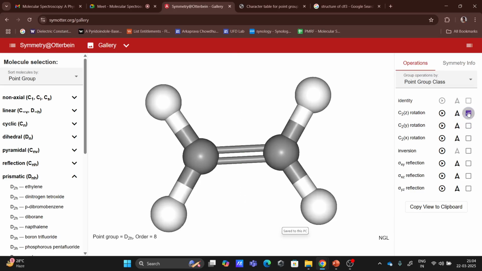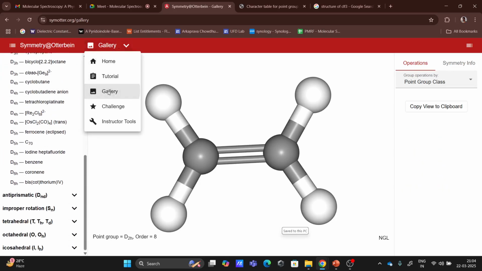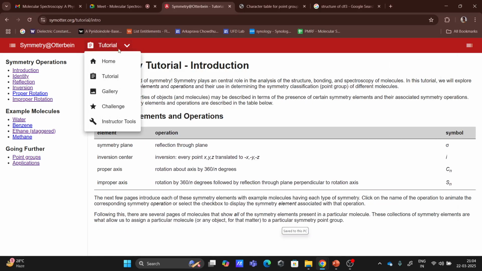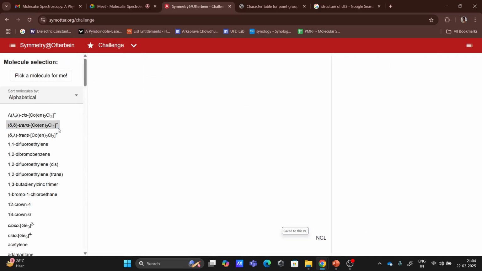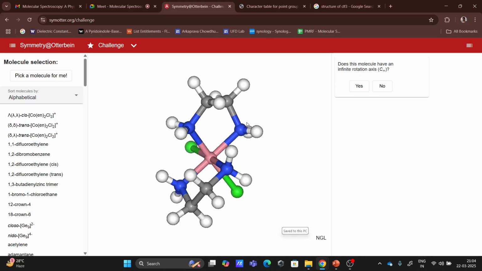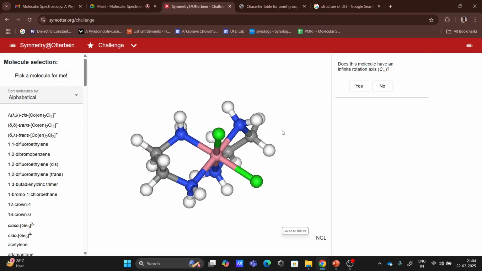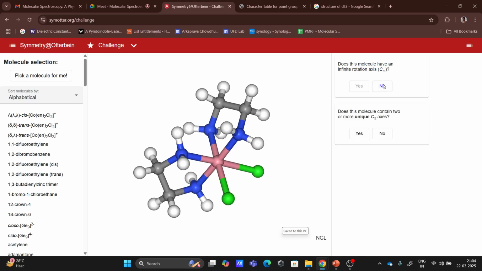So like this, you can check this website to see different molecules. You can go to the gallery, and in the gallery option you can get some tutorial problems. They will give you questions. This molecule is given, and they ask, does this molecule have an infinite rotation axis? What do you think? I don't think so, and no is the correct answer.